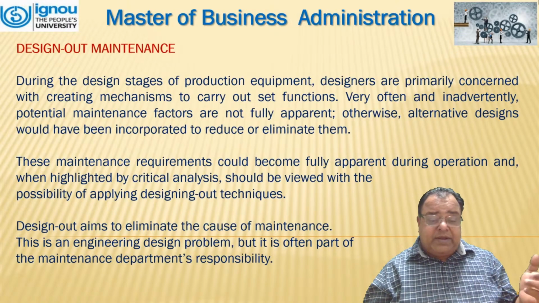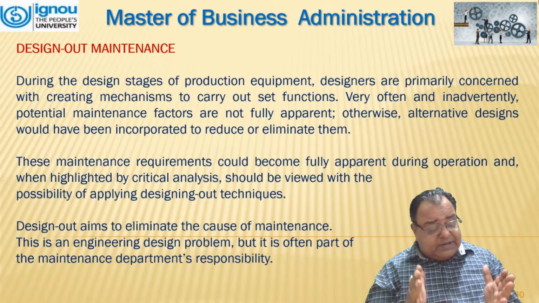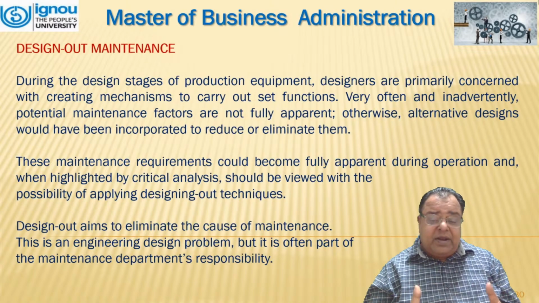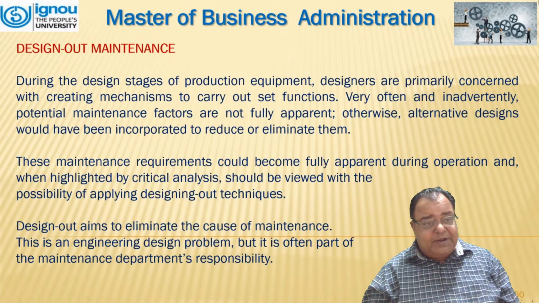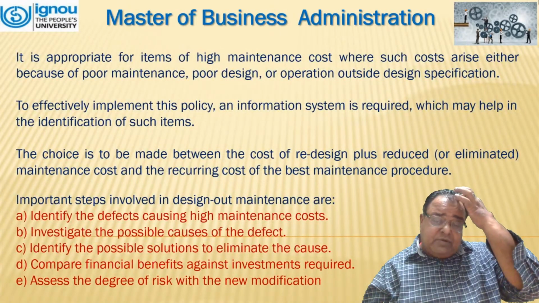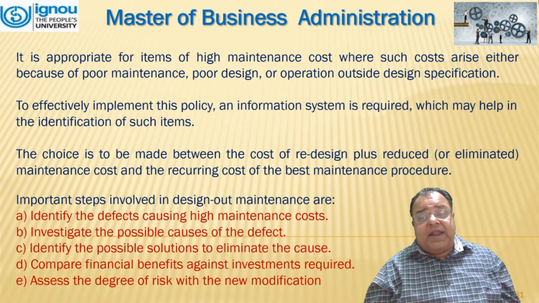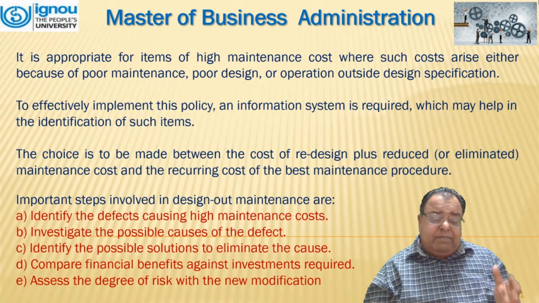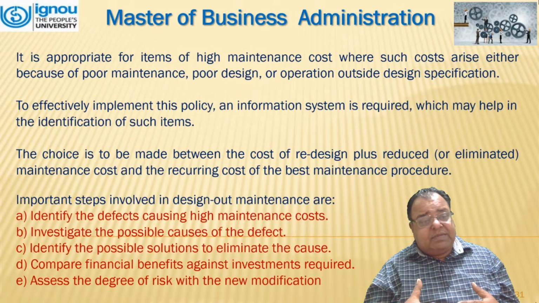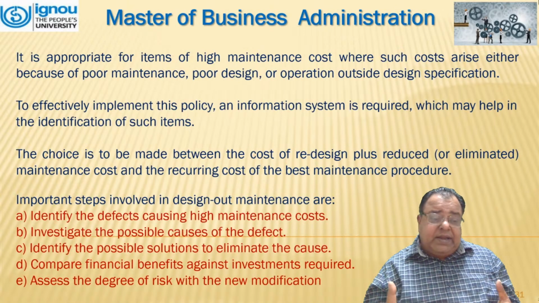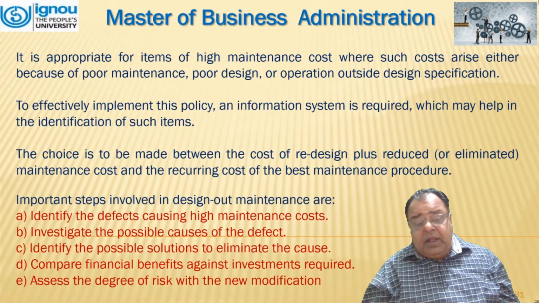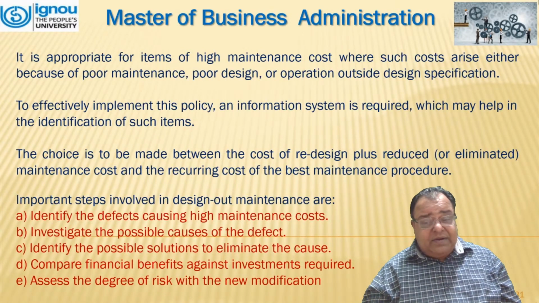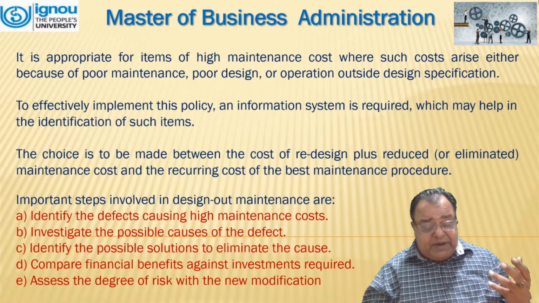Design out aims to eliminate the cause of maintenance. This is an engineering design problem, but it is often part of the maintenance department responsibility. It is appropriate for items of high maintenance cost where such cost arises either because of poor maintenance or poor design or operation outside design specifications. To effectively implement this policy, an information system is required, which may help in the identification of such system items. The choice is to be made between the cost of redesign plus reduced maintenance cost and the recurring cost of the best maintenance procedure.